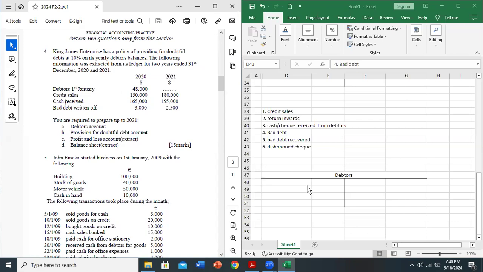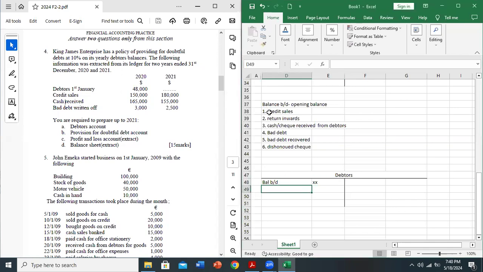Okay, so let's look at how you put in this. But in accounting, you don't forget your balance brought down or any opening balance. It's very, very important. So in this case, debtors have an opening balance at the debit side. So they have their balance at the debit side.